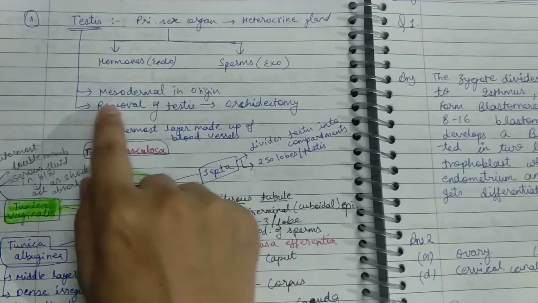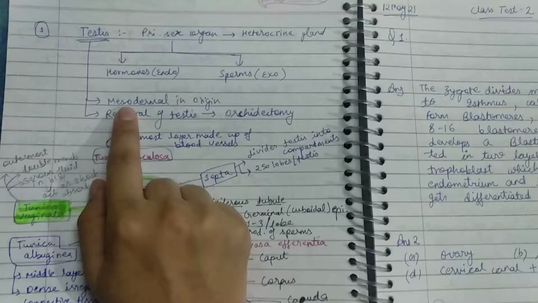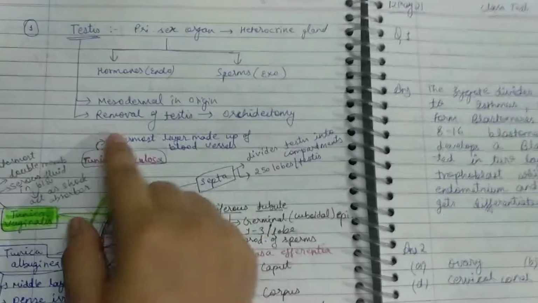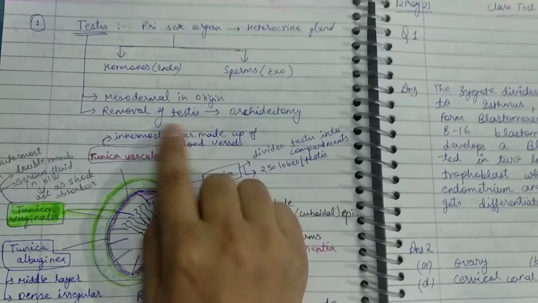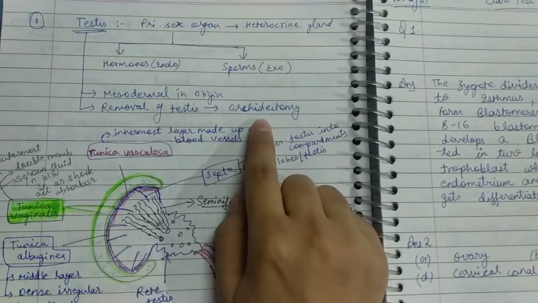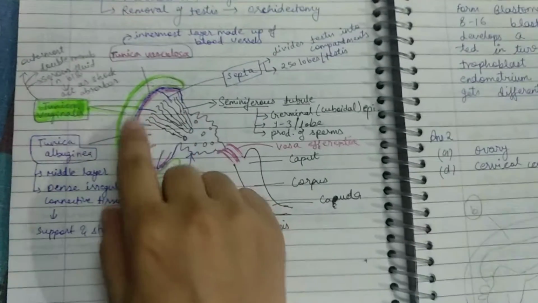Please remember this. This is, I think, important because it may be asked. Okay. The removal of testes is known as orchiectomy. Now we will discuss the structure.